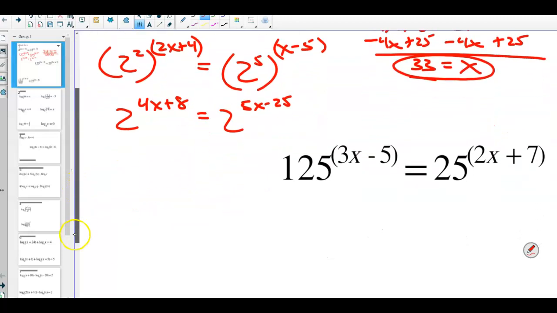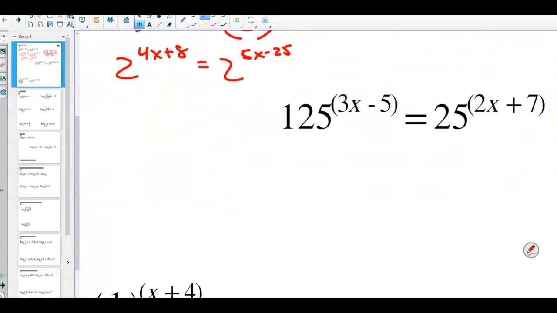My next problem, same deal. I'm going to look at the smaller number, 25. Can I raise 25 to anything to get to 125? No, not at least in a whole number nature. But I can make 25 5 squared, and I can make 125 5 cubed.